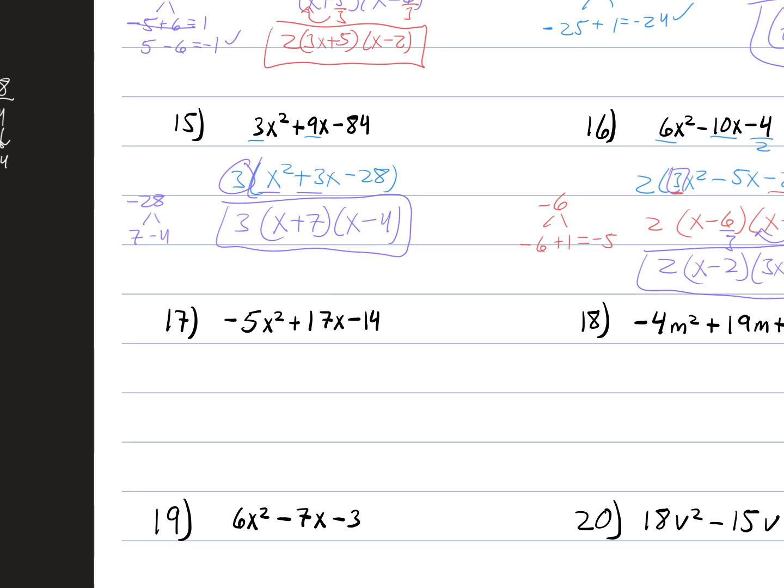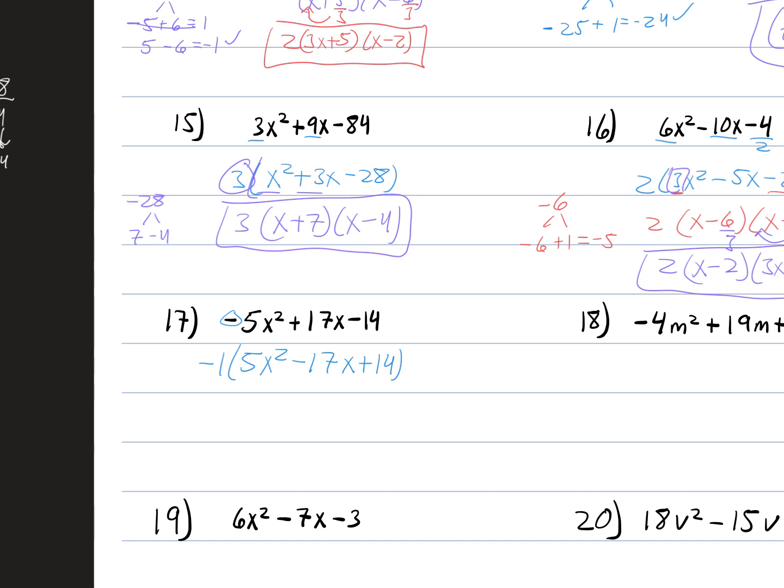Same exact thing here. Actually, no, this one's a little bit different. So when there's a negative in front, I always take it out. So factor out a negative 1. There is a common factor here, no matter if you see a number or not as the greatest common factor. If there's a negative in the very front, you always want to take that out. So take out that negative 1, and all that's going to do is change the sign of everything on the inside. So it's going to become 5x squared minus 17x plus 14. Change the sign of everything.